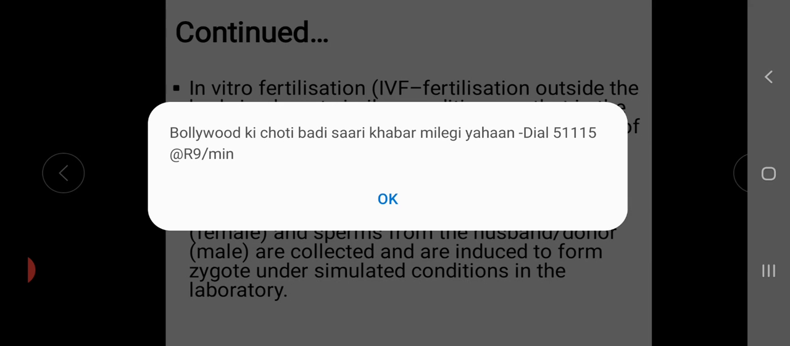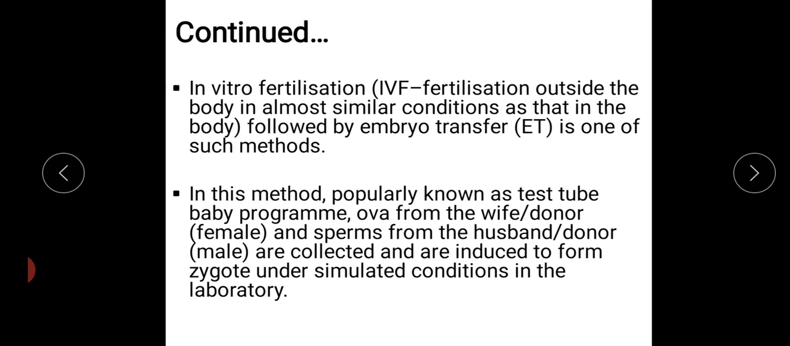IVF is further followed by embryo transfer, that is ET, which is one such method. Popularly known as test tube babies, the babies formed after in vitro fertilization are called test tube babies. In test tube baby programs, the ova are taken from the wife. Ovum is singular, and ova are what?